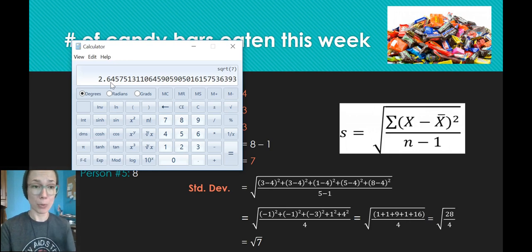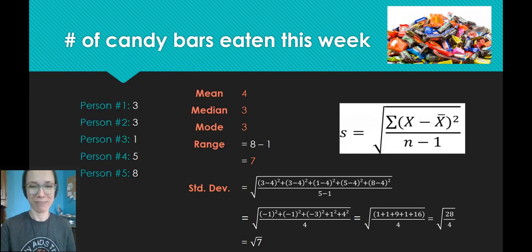When we're rounding a number, we have to look at the number that comes next. If the number that comes next after the point we're cutting it off is 5 or higher, then we have to make the number just before the cutoff point, that second decimal place, 1 number higher. So this would be rounded up to 2.65. Done. Easy. 2.65 is our standard deviation. Huzzah!